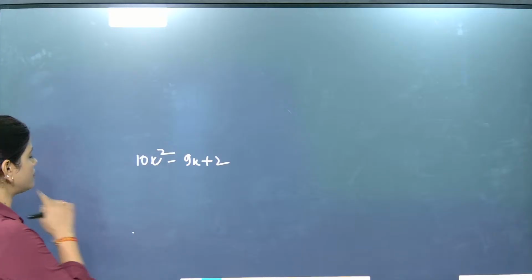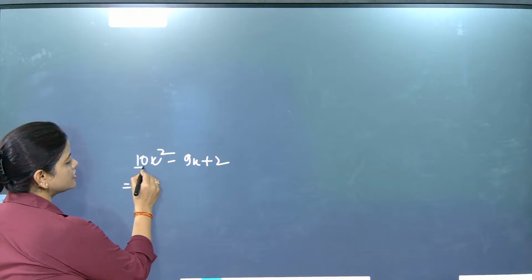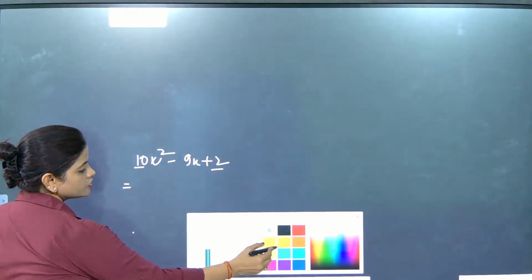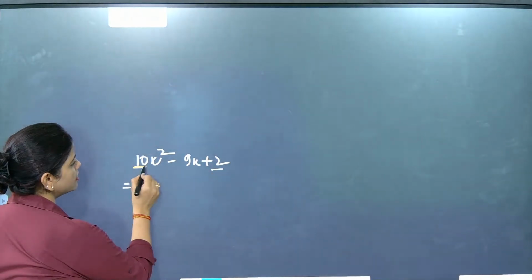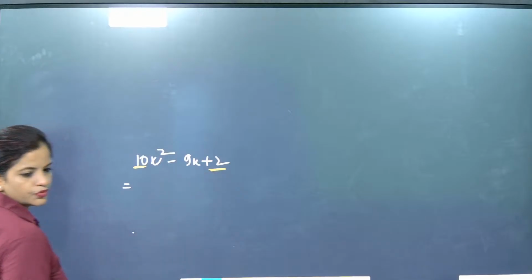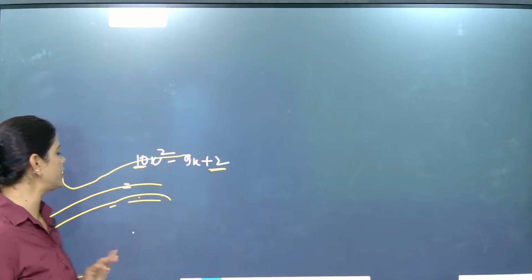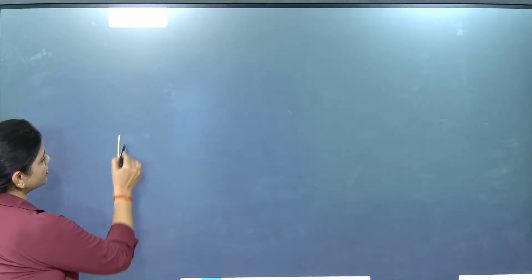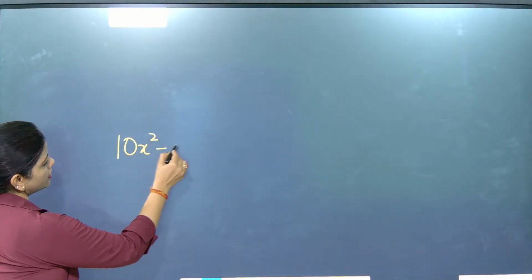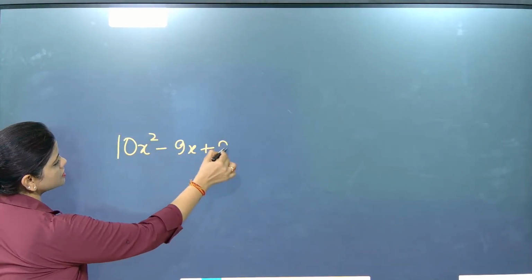Okay, we'll solve it. Now here, first we will see this one and this one. So here the question is, this is 10 and this is 2. Done? So this part is 10 and this part is 2. A little bit bigger I am going to write. What is the question? 10x square minus 9x plus 2.